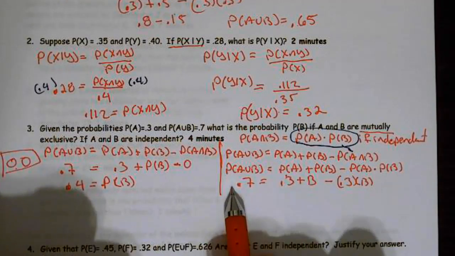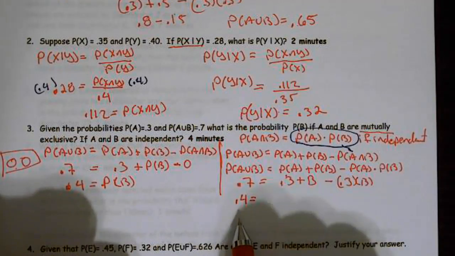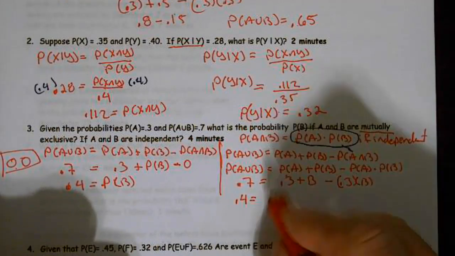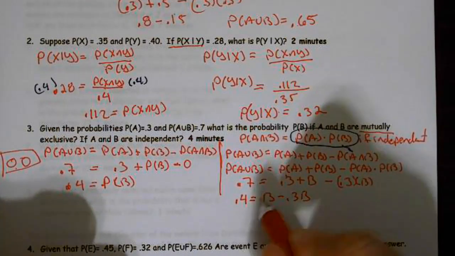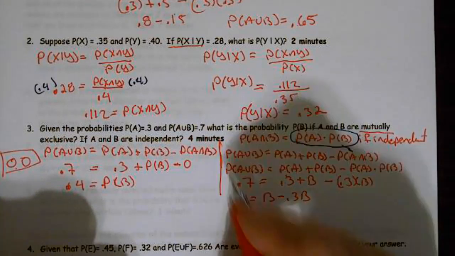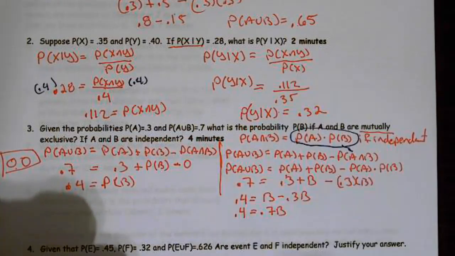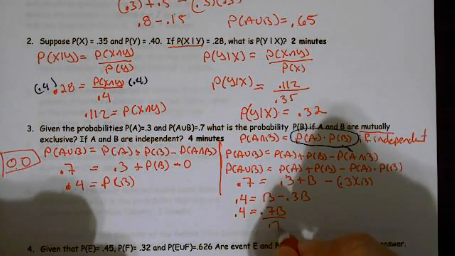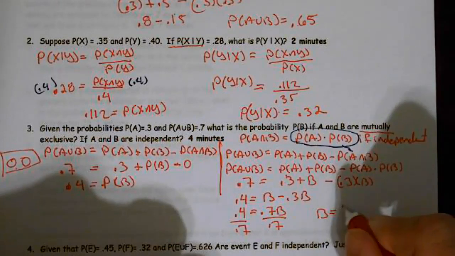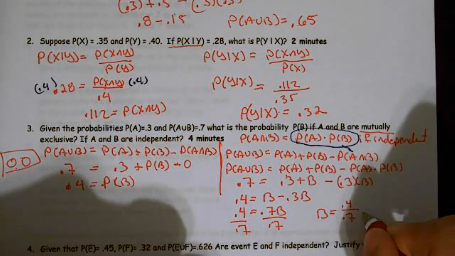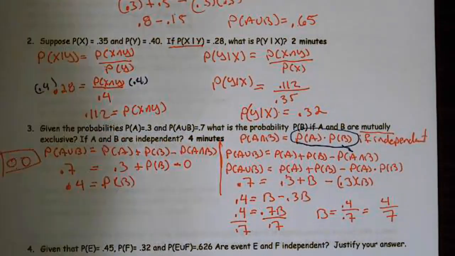So I'm going to subtract 0.3 from both sides, and now I have 0.4 because I subtracted 0.3 from both sides. And I have equals B minus 0.3B. Well, what's 1B minus 0.3B? Well, that's 0.7B. So 0.4 equals 0.7B. If I divide both sides by 0.7, I end up getting B equals 0.4 over 0.7, which equals 4 sevenths. And so there's my answer for that one.